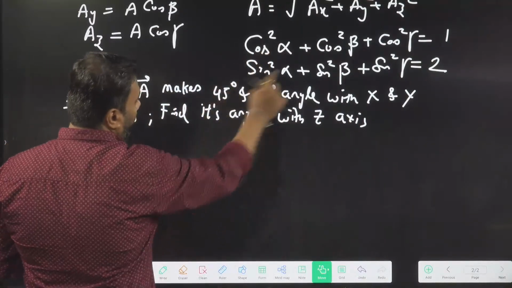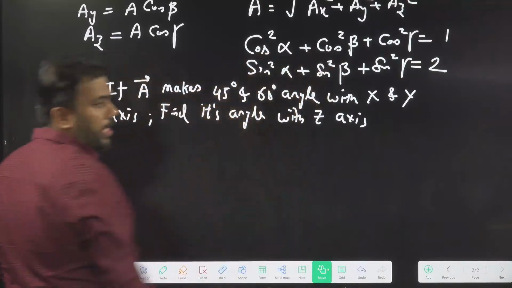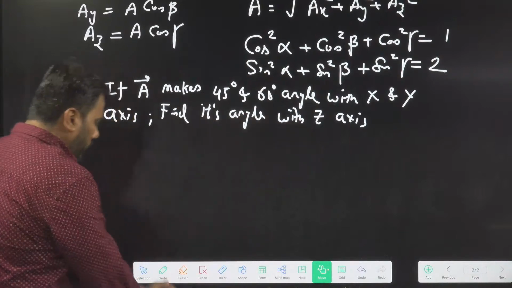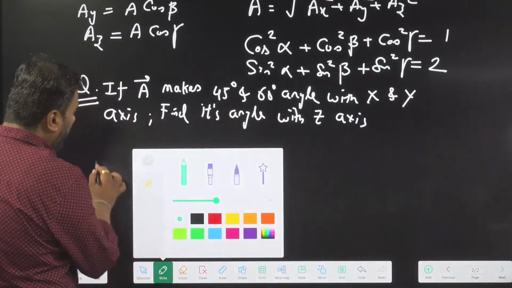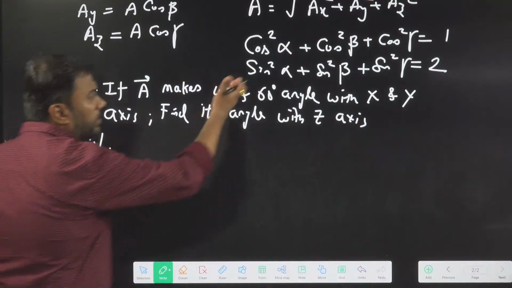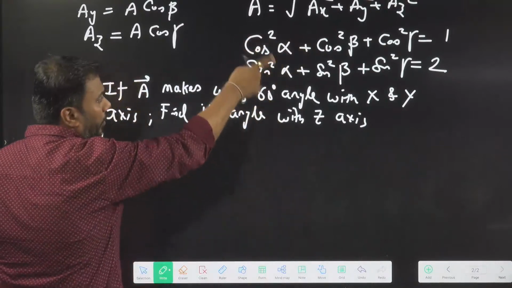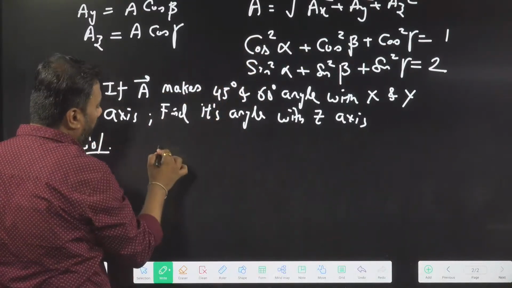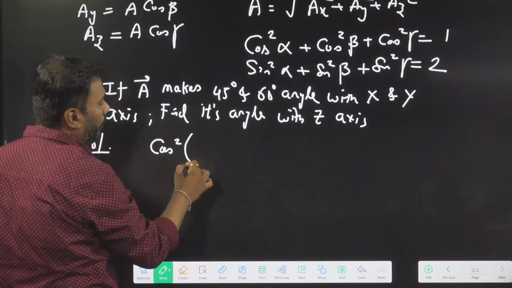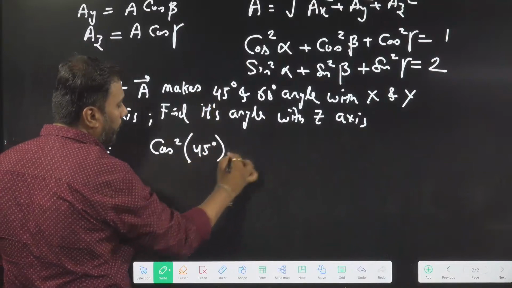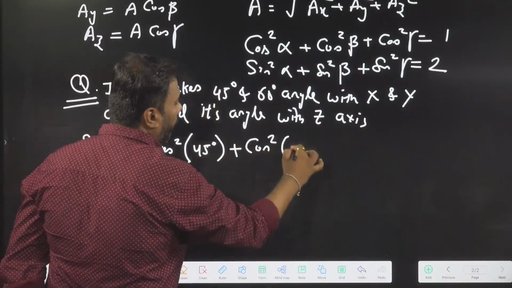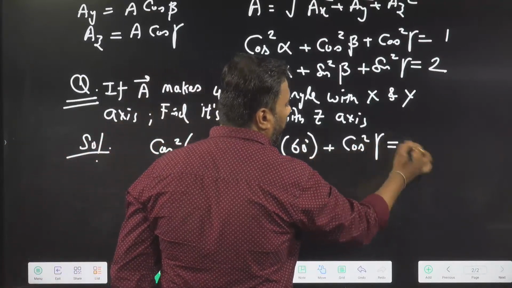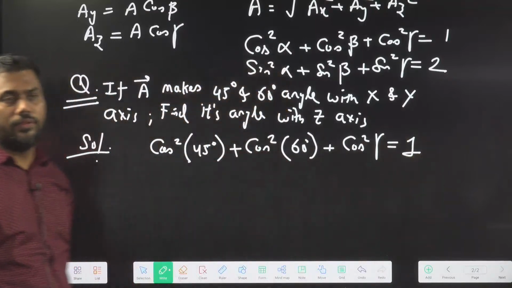Cos square alpha plus cos square beta plus cos square gamma. Gamma we need to determine. The angle with the z-axis is not known. So how to determine gamma? Just use this equation. We can use either equation, so I will go with the cos equation. I will write cos square alpha. What is alpha here? 45-degree. Cos square beta. What is beta here? 60-degree. Plus cos square gamma. Gamma I need to determine. The sum of these three must be 1.